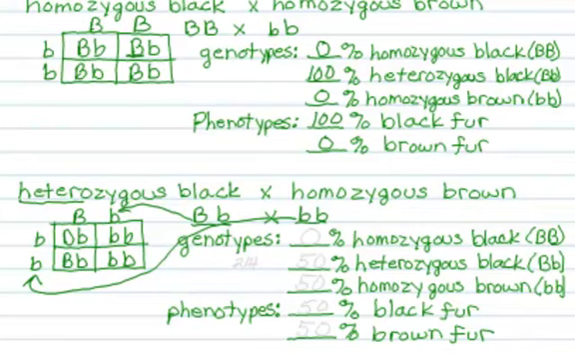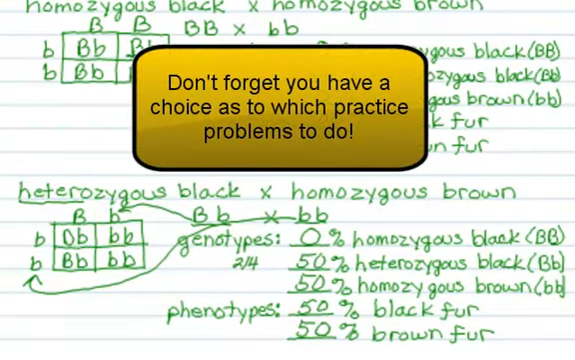So homozygous black, big B, big B, well, we got none, so that's 0. Heterozygous black, big B, little b, well, that's 2 out of 4, so that's 50%. And little b, little b, again, 2 out of 4, so that's 50%. So those are their genotypes. For phenotypes, for black fur, remember, it's just got to have a capital in it somewhere. So 2 out of 4, or 50%, were black, and 2 out of 4, or 50%, were brown. So use these samples as you're going through your practice problems to help you do the problems.